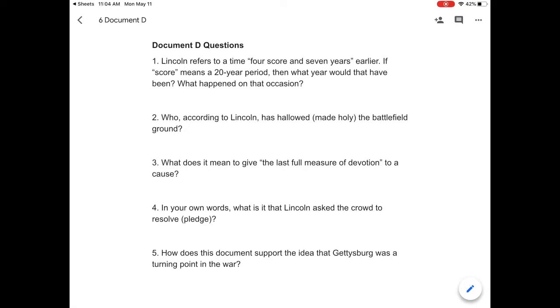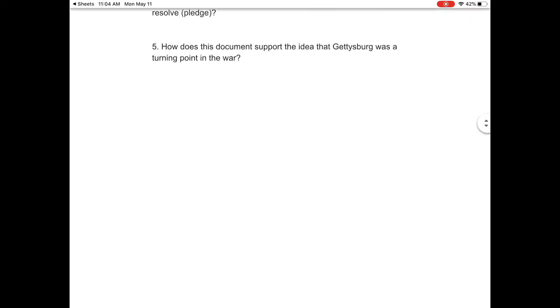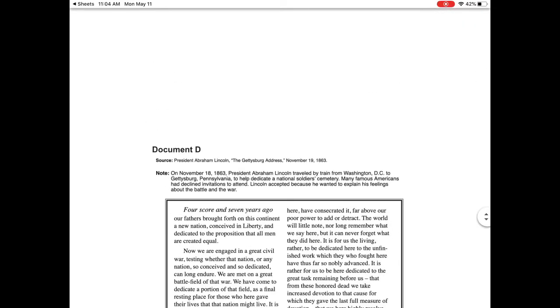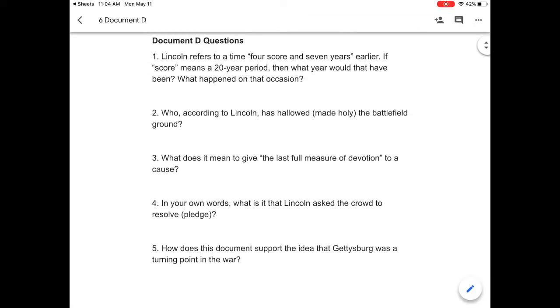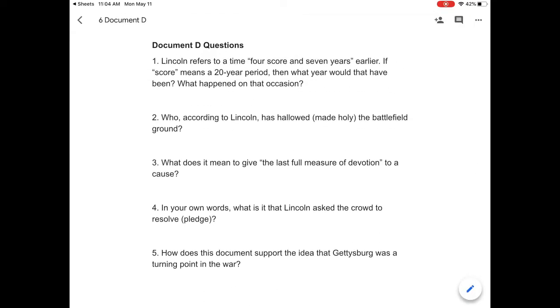So Lincoln refers to a time 7 years earlier. If a score means a 20-year period, then what year would that have been? What happened on that occasion? So do the math, right? 4 times 20 and 7. So subtract 7 from 1863 and figure out what would have happened around that time in American history. All right, and reference the rest of the speech as well, because he tells you what happens.